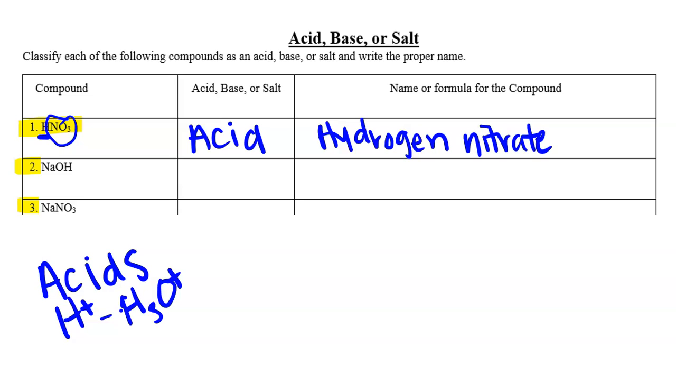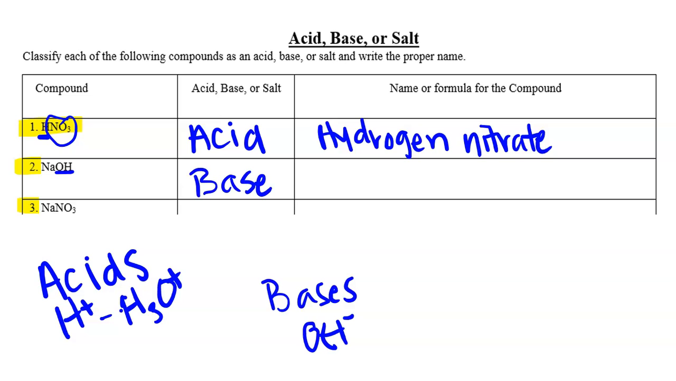All right, and then for bases, it will usually produce an OH negative. So if you see an OH in there, that's going to be a base. All right, and then we can go into naming. So this is going to be sodium. And OH is another one of your polyatomic ions, and that's going to be hydroxide.